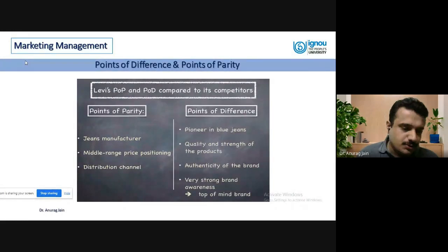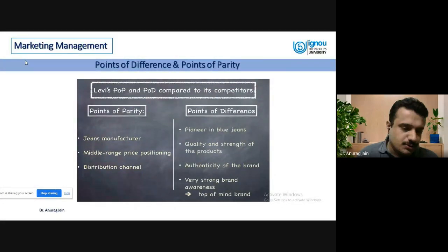But where Levi's is very much different from all other jeans brands is that they are pioneers in blue jeans. Whoever first came up with the concept of blue color jeans, which is very unique, they are the ones who came up with this. The quality and strength of the products is very different from all other jeans brands. There is an authenticity of the brand, because whenever you see the Levi's tag, you are sure about the quality of the jeans you are buying, and there is very strong brand awareness, top of the mind, right?